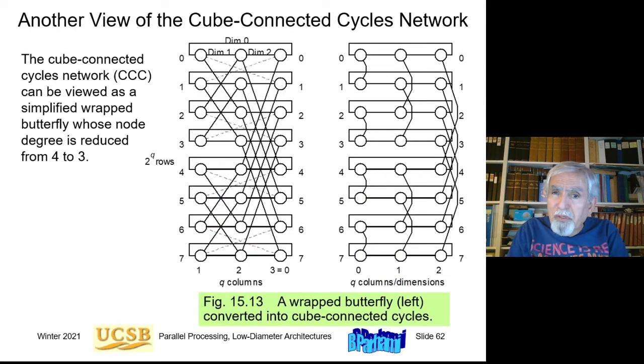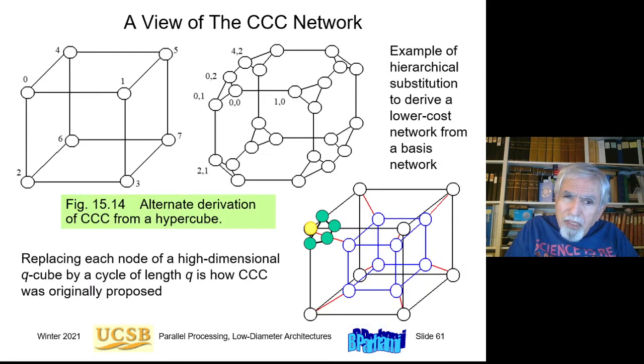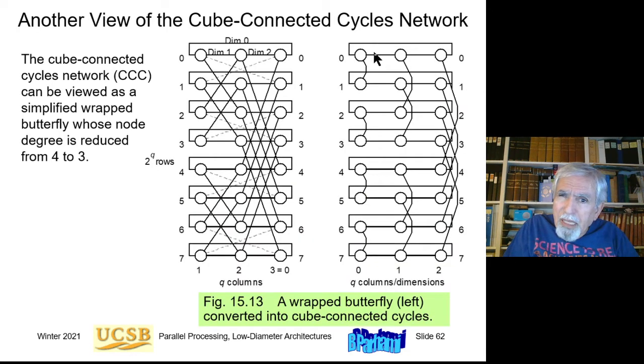So here's another view of the cube-connected cycle. You see on the right, I've redrawn that. So basically, this is a redrawing of the cube-connected cycles. There are 8 cycles of size 3 that are connected to each other. Here are the 8 cycles of size 3. And these are the connections. Node 0 of this cycle is connected to node 0 of this cycle. These are the dimension 0 links of the hypercube.